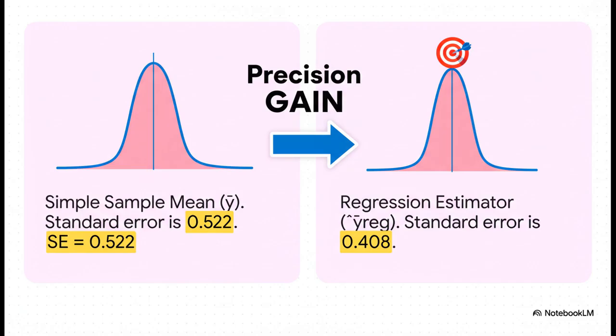A smaller standard error means our estimate is more precise. It means our confidence intervals are going to be tighter. We're more certain about the true value. And we achieved all of this without having to survey a single extra plot in the field. That's the power we're talking about.